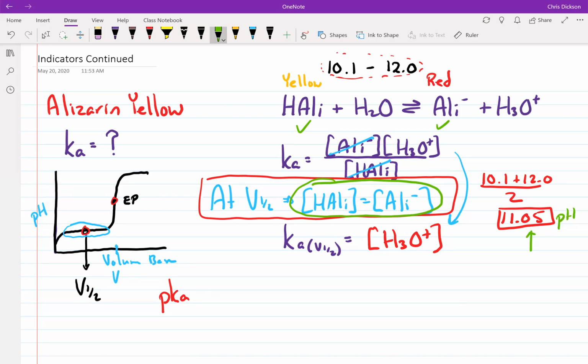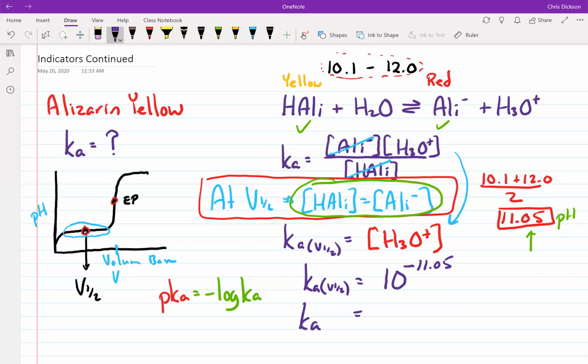Okay, so the pKa would be the negative log of the Ka, if that makes sense. So negative log of the Ka value. Okay, so in order to find the hydronium concentration, we would take the antilog of that. So we would say the Ka value at V half would equal 10 to the negative pH. So 10 to the negative 11.05.